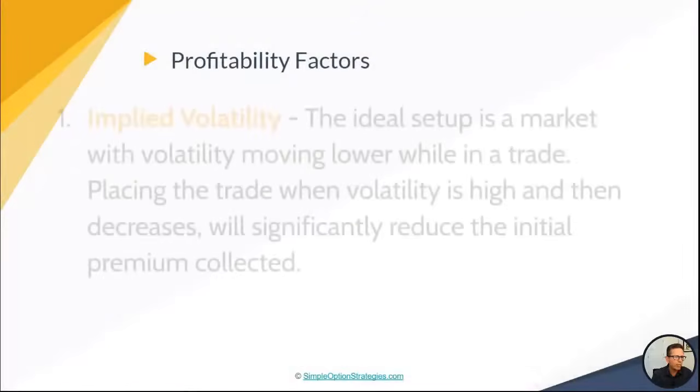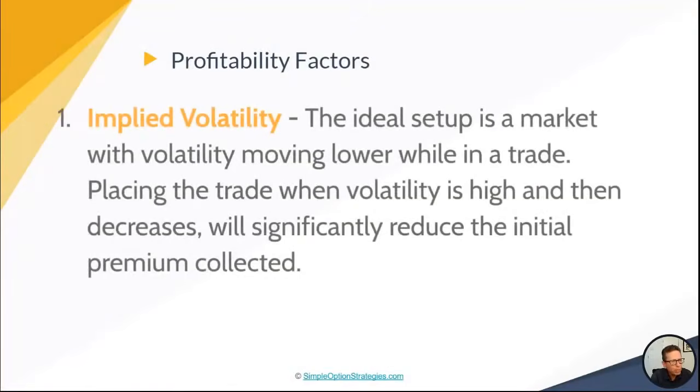All right. So let's talk about profitability factors, okay? The first one is implied volatility. Volatility is basically the movement of the market, and when there's a lot of movement, the premiums tend to go up. They get pricier. It's kind of like supply and demand, right? So you want to sell options when the volatility is higher and buy them back when it's lower. As the market is going up today, I've been watching volatility go down.